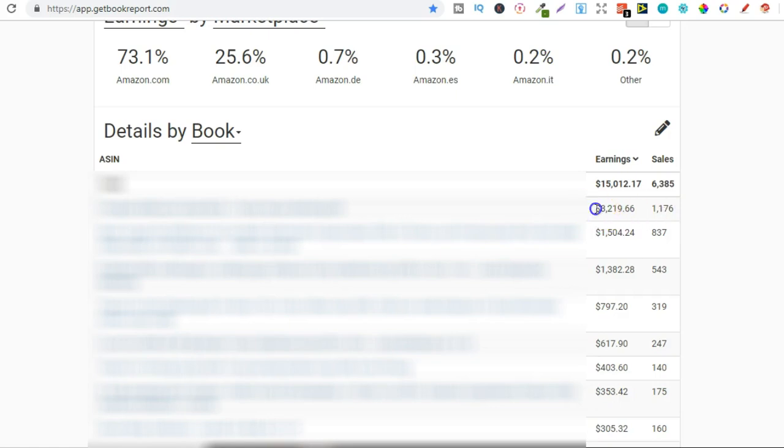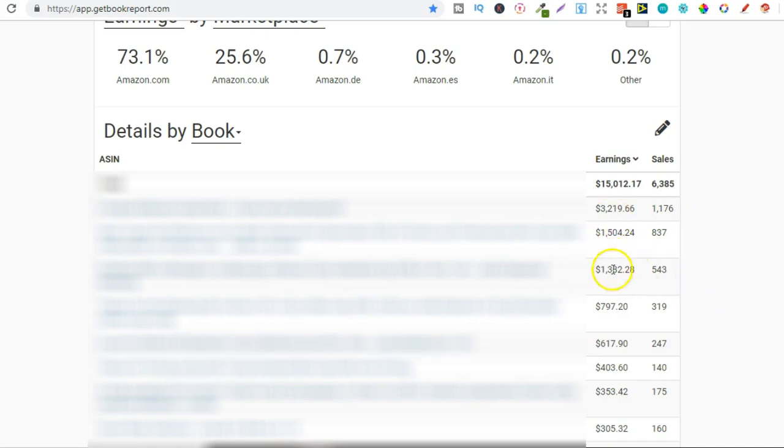And as we can see here, it made me in royalties. So this is profit, this isn't sales. I know some people get a little bit confused by that, but this is royalties that go straight to my bank. So this is just profit. So that's $3,219 just from one book.